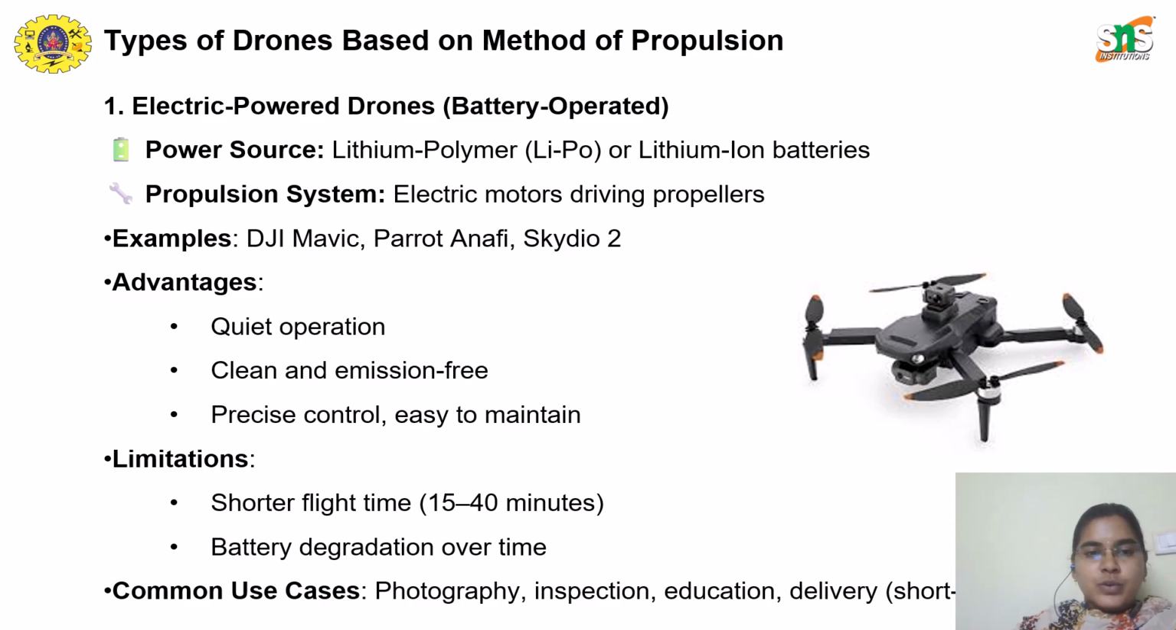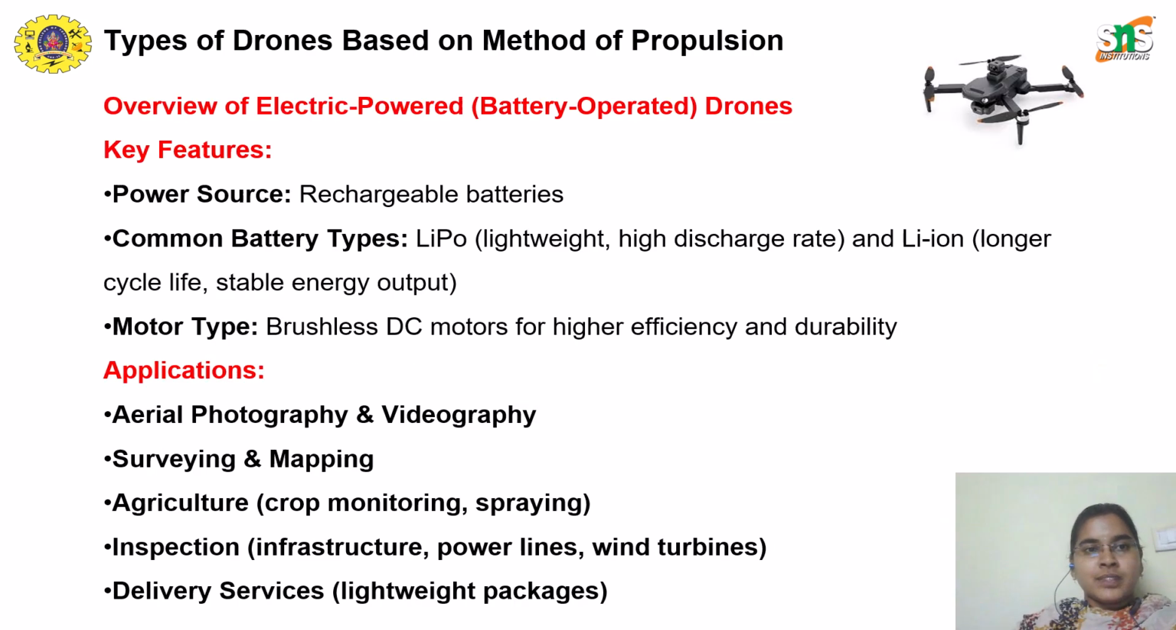Advantages are quiet operation, clean and emission-free, precise control, and easy maintenance, since it is simply control of a motor with the help of a battery. The limitation is shorter flight time, between 15 to 40 minutes, and battery degradation over time. Common uses are photography, inspection, education, and delivery, although delivery is only over shorter distances.